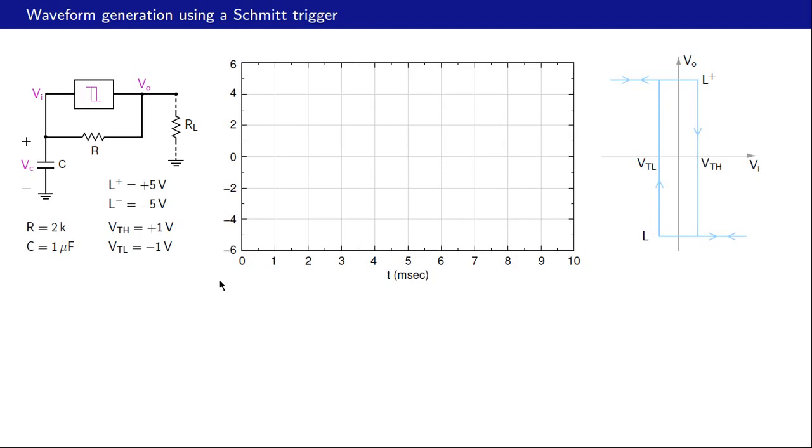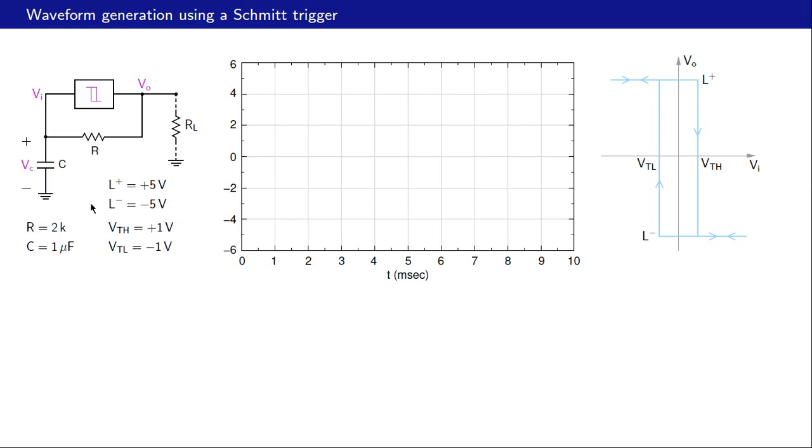Let us take a look at this circuit. What do we have here? We have an inverting Schmitt trigger, and that is its VO versus VI relationship, and it's reproduced here. This is the high tripping point VTH, low tripping point VTL. L plus is the high level of VO and L minus is the low level of VO. This axis is VO, this axis is VI. So VI is the same as the capacitor voltage.